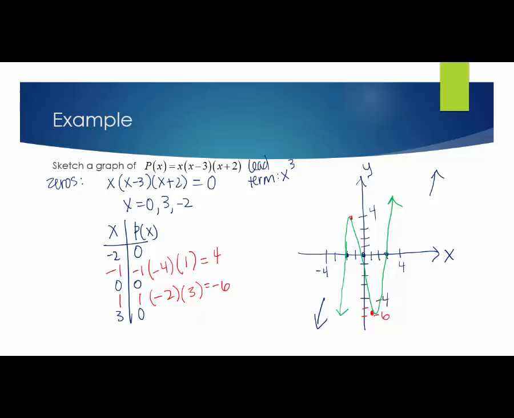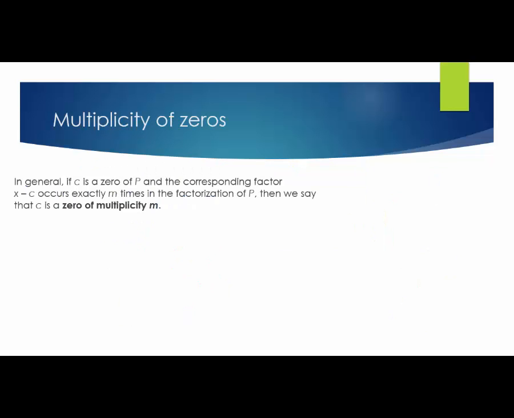I'd like to make an observation with you. First, a definition. If c is a 0 of p and the corresponding factor x minus c occurs m times in the factorization of p, we say that c is a 0 of multiplicity m.